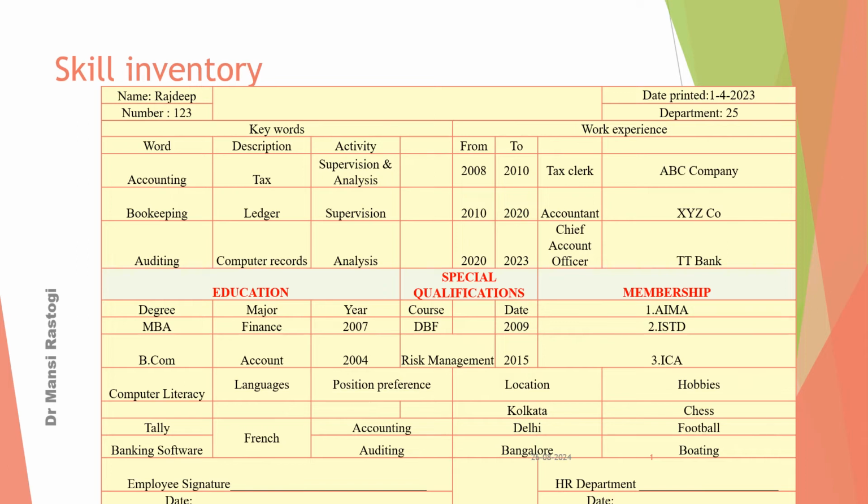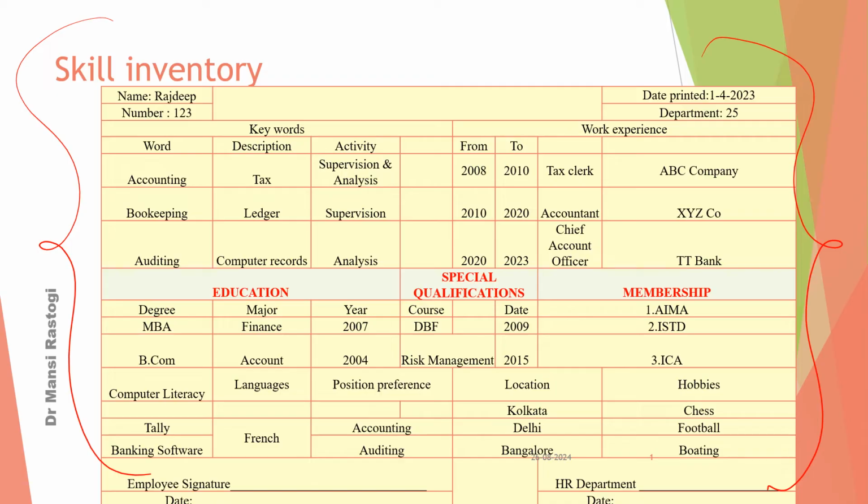So now let's talk about the third method, that is called skill inventory. As you can see, every single individual or employee maintains a separate skill inventory. Skill inventory means an assessment of the knowledge, skills, abilities, experience and career aspirations of each employee, and this record should be updated at least every 6 months.